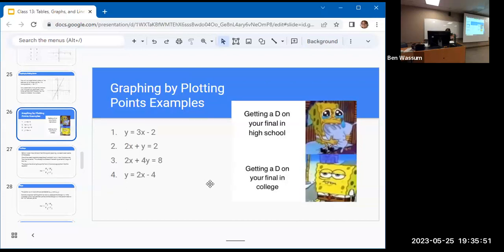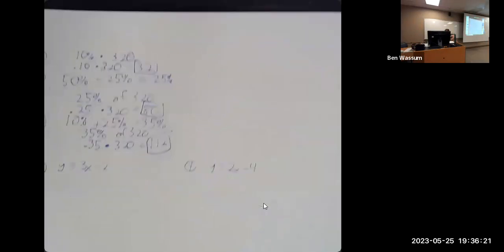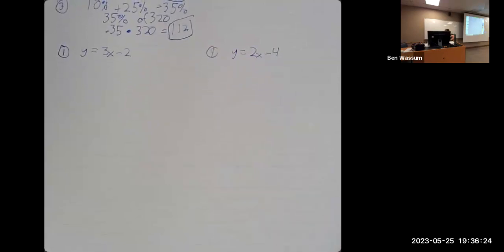I'm going to be a little picky with these. I'll probably only do number 1 and number 4 in the interest of time. You might say, why am I not doing number 2 and number 3? Because those are in standard form and they're more annoying to plug in for. Yeah. So we do, of course, need to have some points for all of these.